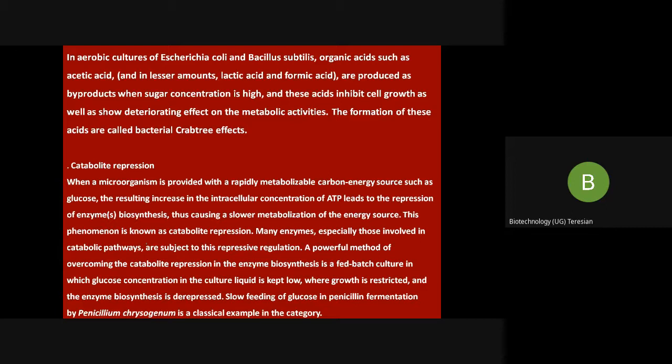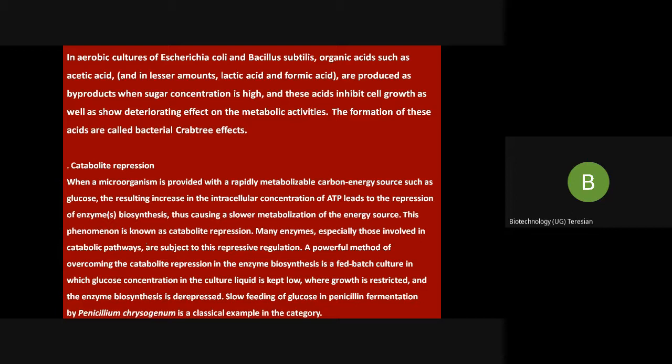So the formation of these acids is called the bacterial Crabtree effect, because they are produced under aerobic cultures and they are inhibiting your product. The other is catabolite repression. Catabolite repression means it is suppressing.